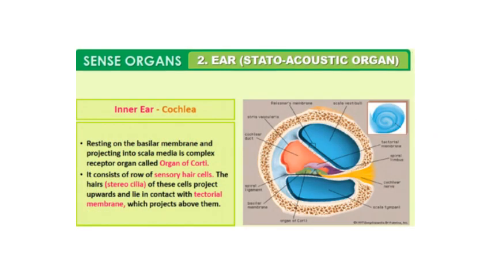Resting on the basilar membrane and projecting into the scala media is a complex receptor organ called the organ of Corti. It consists of sensory hair cells. The hairs of these cells project upwards and they lie in contact with the tectorial membrane which projects above them.